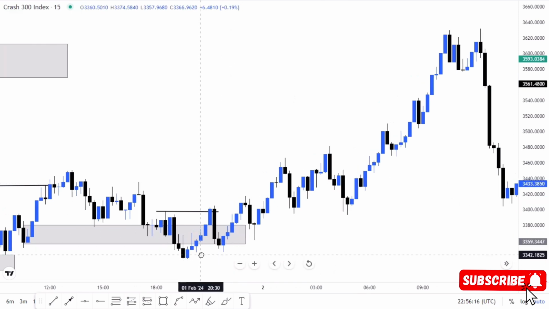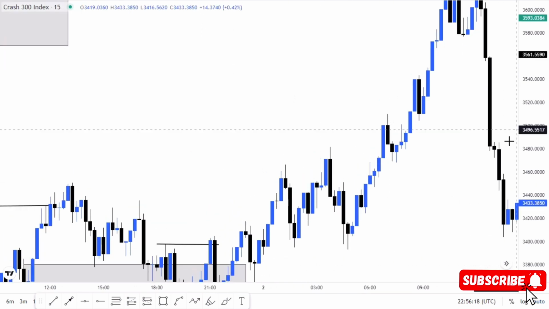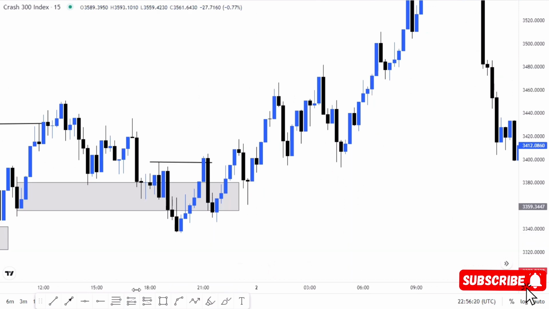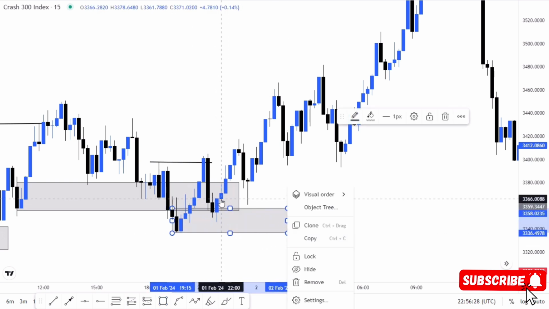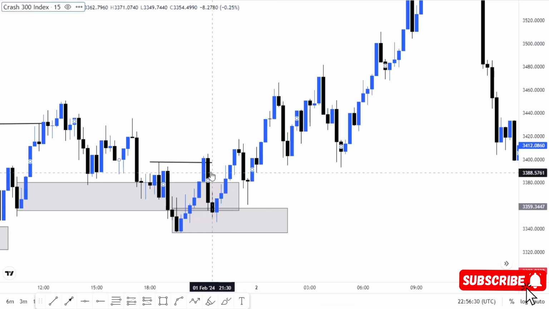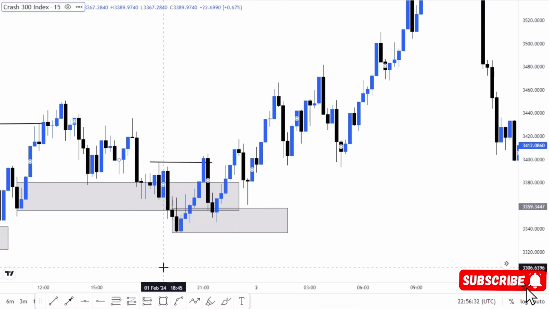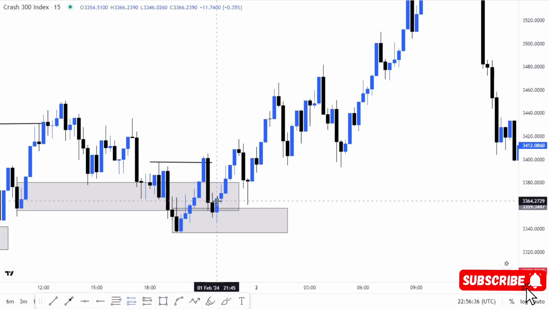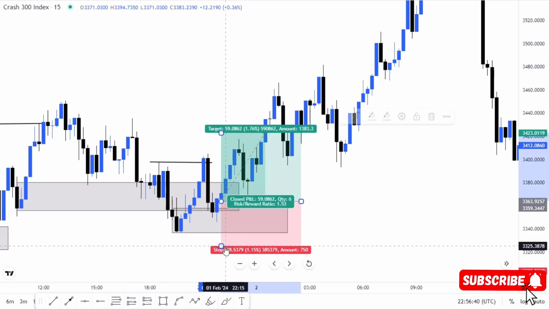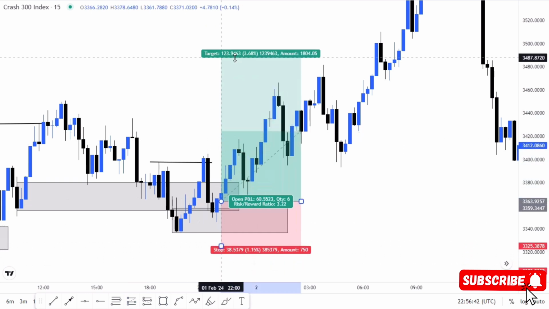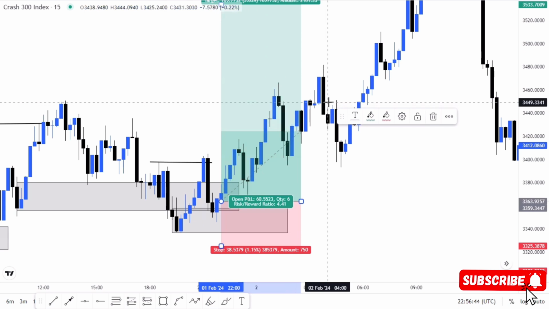So after the market structure shift, the market had to return back to our supply zone, our demand zone, sorry. So at this point, you can still take this trade, guys. You can still take the trade. Still same targets, stop losses still below the structure, and then you're aiming for the highs. Okay, you're aiming for the highs.